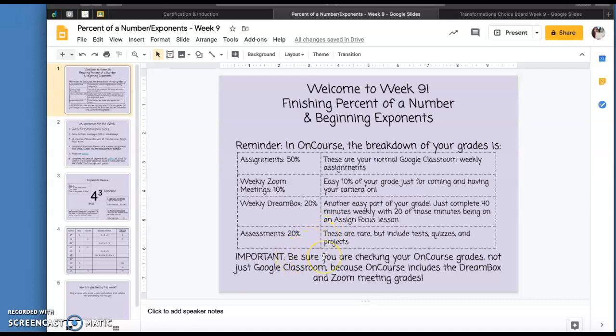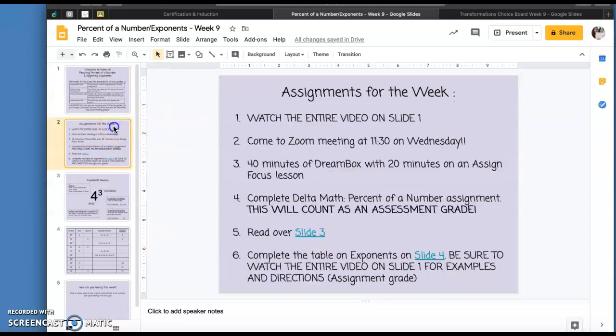Be sure that you are looking at your on-course grades, not just Google Classroom, because although you will see some grades on Google Classroom, on-course is your actual grade because that's what is included in your Dreambox and your Zoom meetings. So everything is going to be on on-course. Make sure you're keeping up with it.